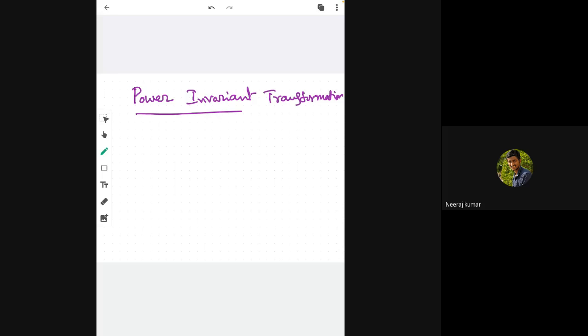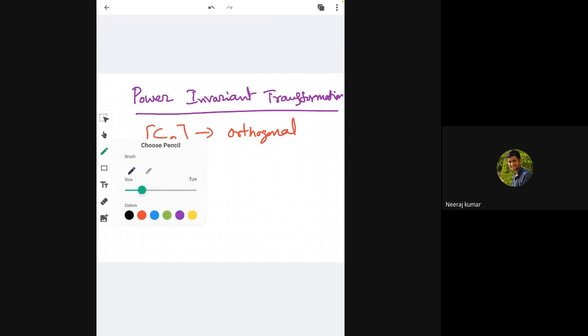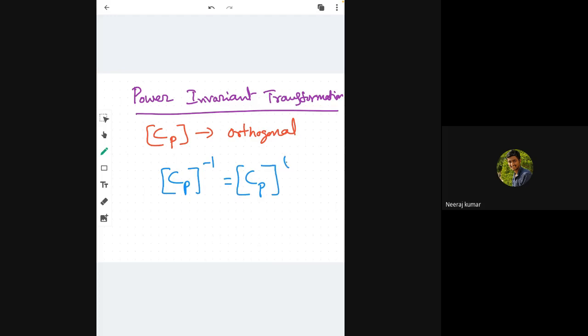Provided CP is orthogonal, then only it is said to be power invariant. That means CP inverse equals CP transpose. Then only you will get the power invariance. Then you can say this is the power invariant transformation.